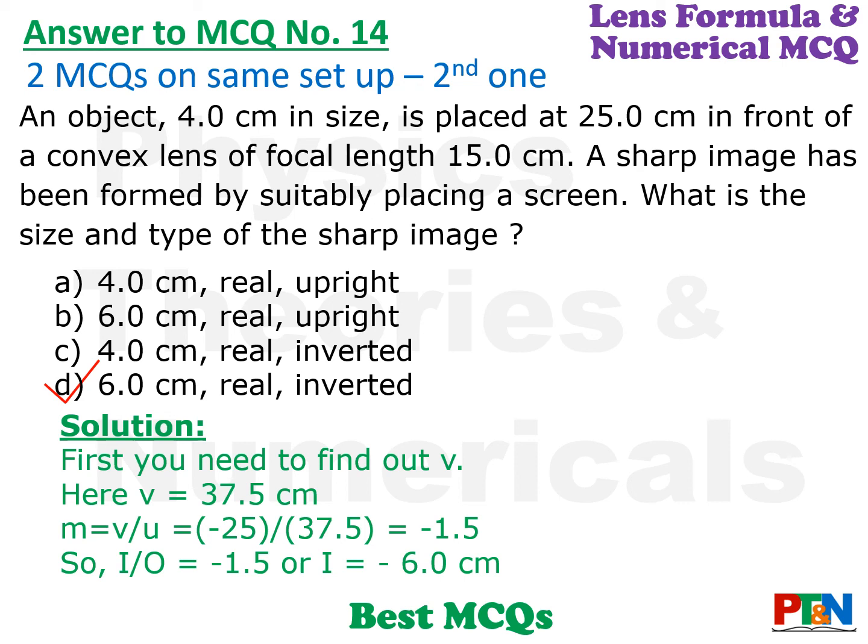So that is I by O, image by object. So image will be 1.5 into 4, that is 6 centimeter. Minus is inverted. Because the image is inverted, so minus minus come. The size of the image is 6 centimeter and it is inverted.